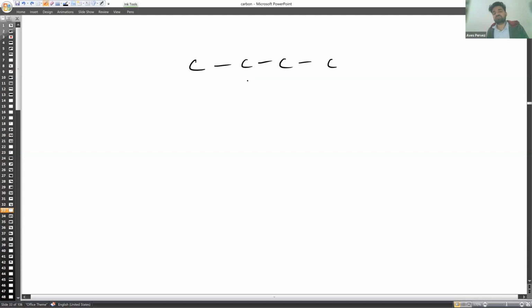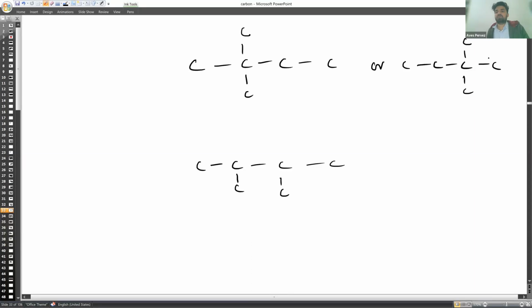So what you can do here is that this is 1. You can put the 2 carbons on the same carbon, or another chance is you can put one here and one here, one on this carbon and one on this carbon. If you put both on the same carbon, then this and this will be the same, because here the numbering will be done like 1, 2, 3, 4.